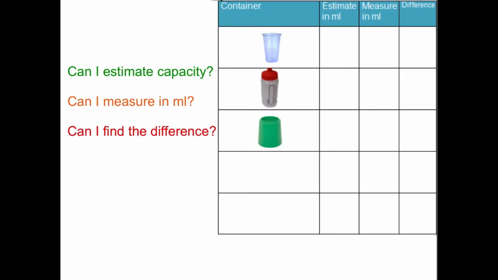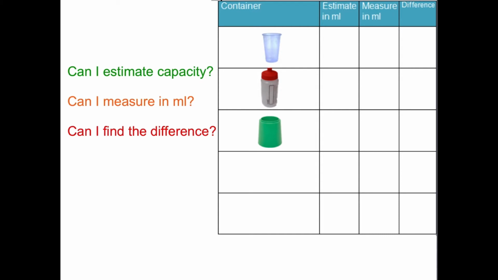In your pack, you've got a sheet that looks like this, but without the pictures on it. I probably left just one picture on. You're going to choose some containers from around your house, empty containers. So it might be a mug, it might be an egg cup. So find some different containers and you're going to estimate how many millilitres of water will fill them.